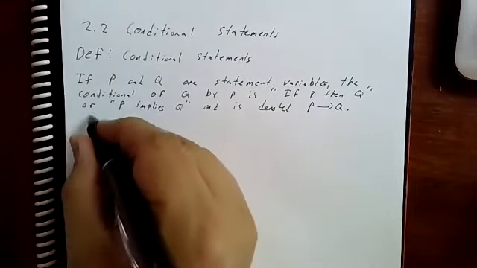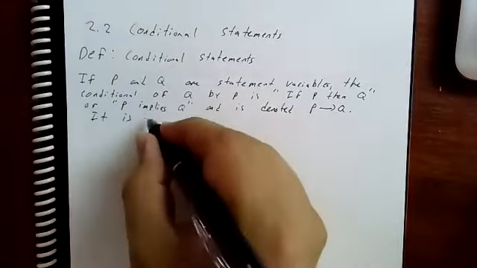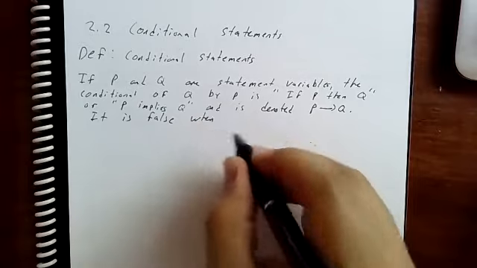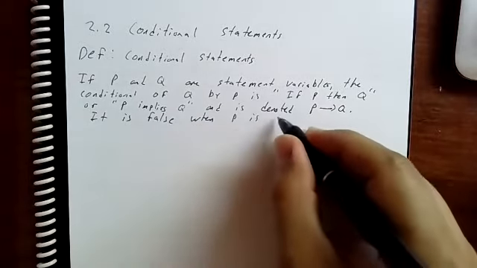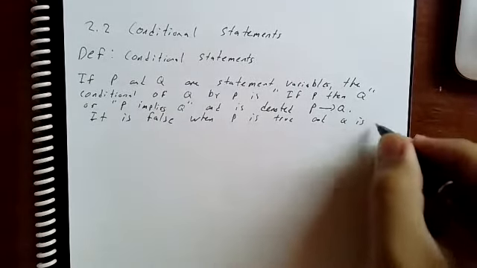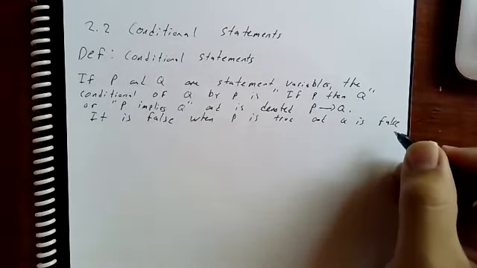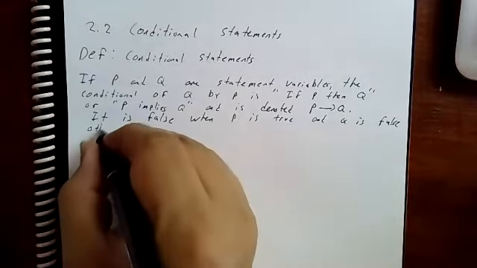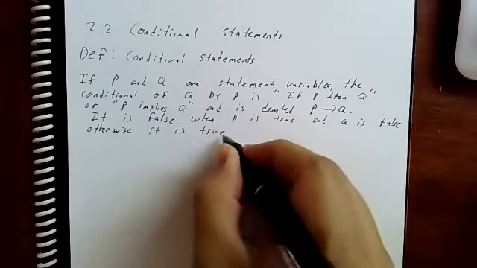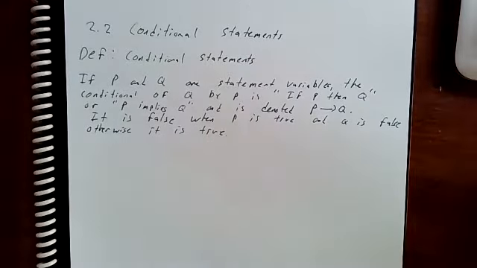So this statement is false when P is true and Q is false. Otherwise, it is true. So pretty much that type of conditional is always true.